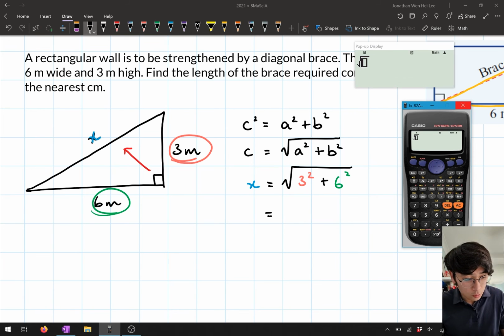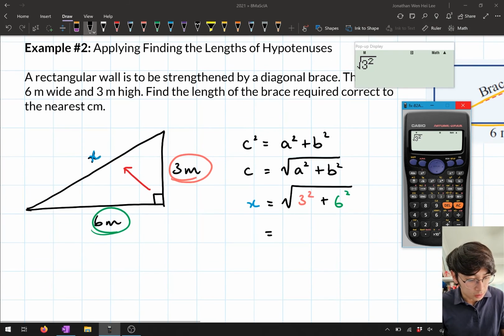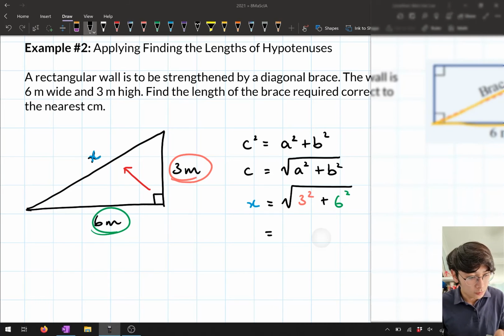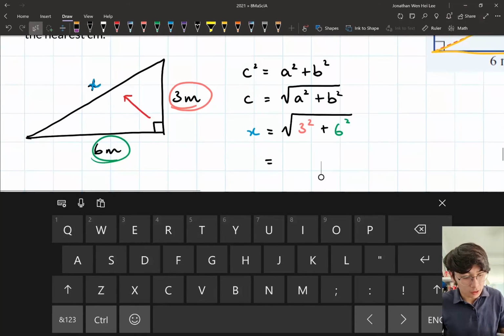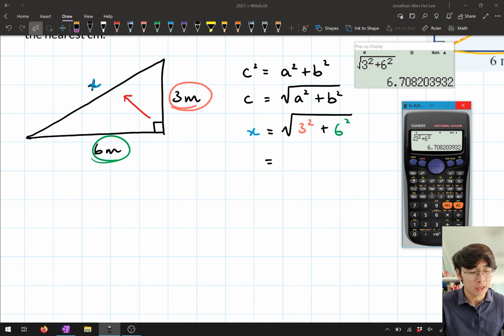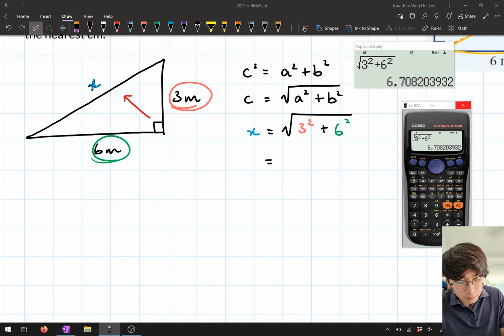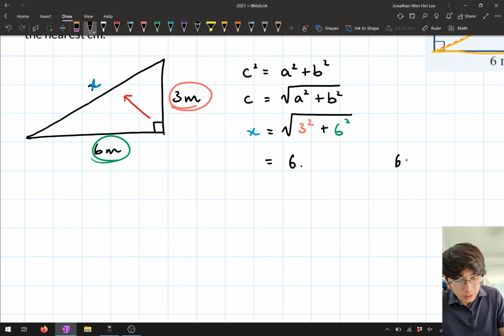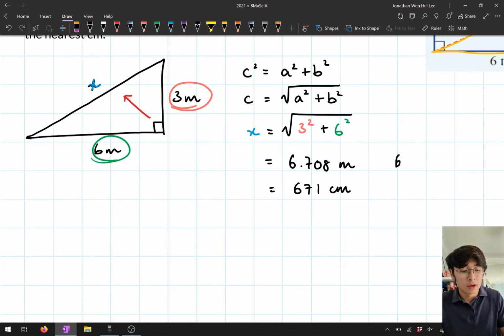I'm going to go square root of 3 squared plus 6 squared. Let me try that again. Plus 6 squared, and that will give me 6.708. And we want to round this to the nearest centimeter, and because this is in meters, this is going to become, let me just write this down, 6.708 meters, which is just 671 centimeters. So that's how we can solve these questions when we're trying to find missing side lengths using Pythagoras' theorem.